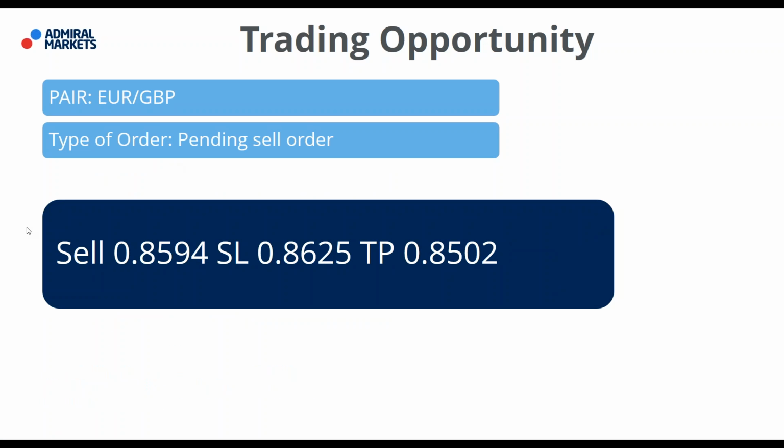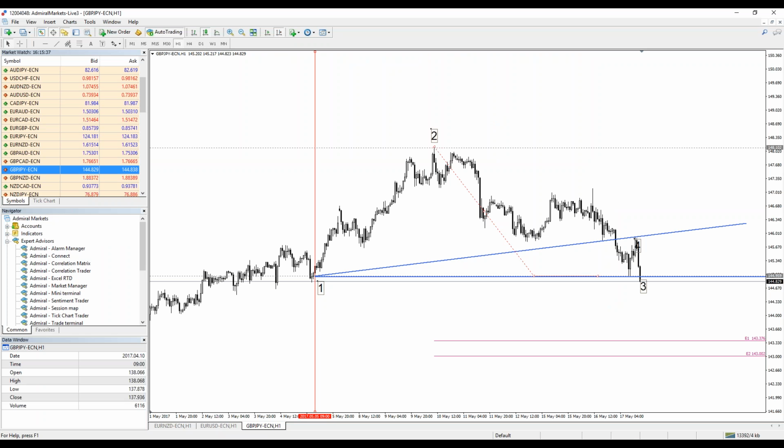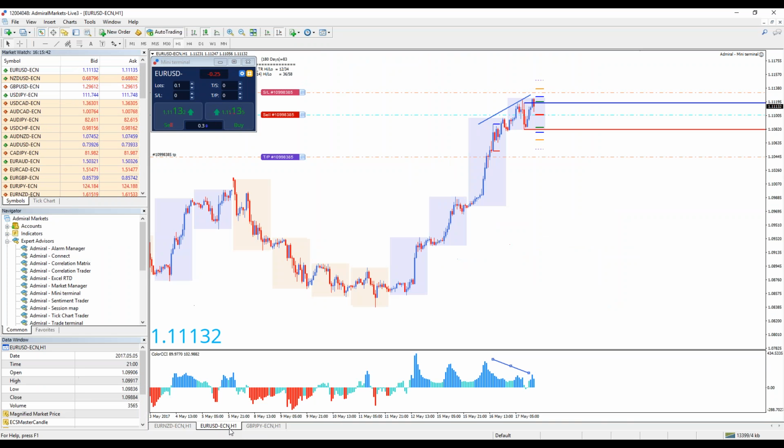And yes, Euro GBP, I have a pending sell order there. Euro GBP trade, pending sell order.